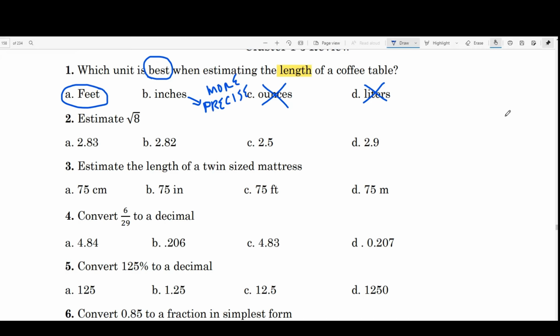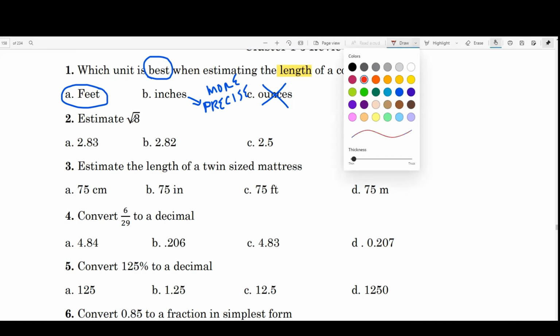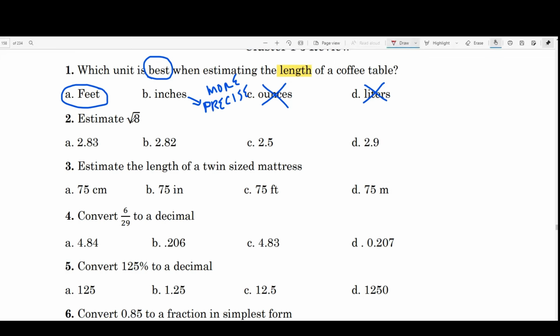All right, for number 2, it says estimate the square root of 8. For these types of questions, make note that this is something you can just use the calculator for, because the square root button is on the calculator. Okay, and I'm just writing these notes so you guys can have them when you go back and review the video. Some of these questions, you always just use your calculator. So they give you guys a 4-function calculator.